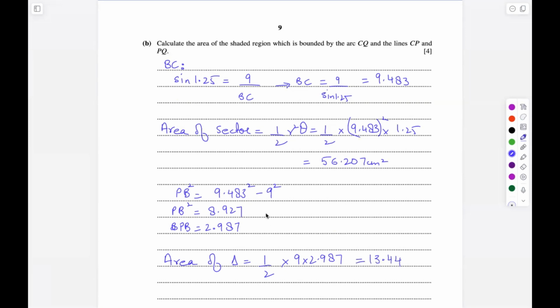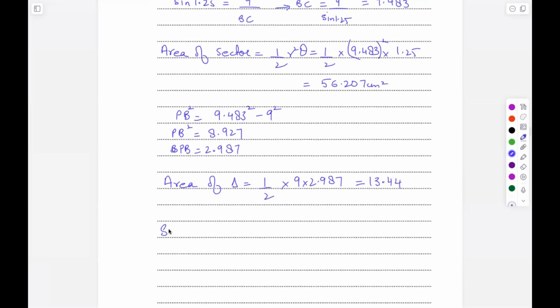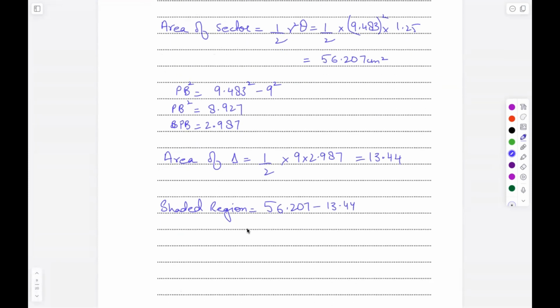And finally, for the shaded region, we'll subtract the two areas. So for the shaded region, the final answer will be 56.207 minus 13.44, which is equal to 42.83. As we have to give our answer to three significant figures, the final answer will be 42.8 centimeters squared for the area of the shaded region.